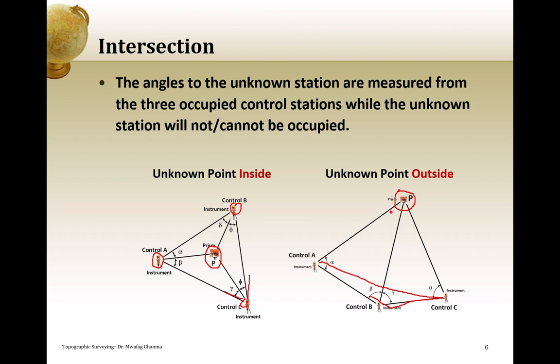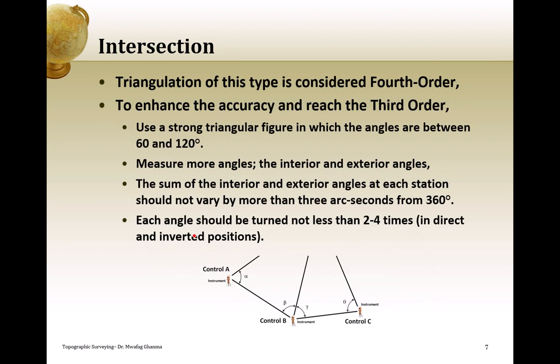Of course, the number of measurements will be different. So here we will have 4 angles. If we set up at A and set up at B, we measure 2 angles, and at C another angle. So we have 4 angles, while here we can measure 6 angles. Because the measurements are more here, the strength of the solution will be much better. So when the point is inside, this is the typical or preferred configuration.